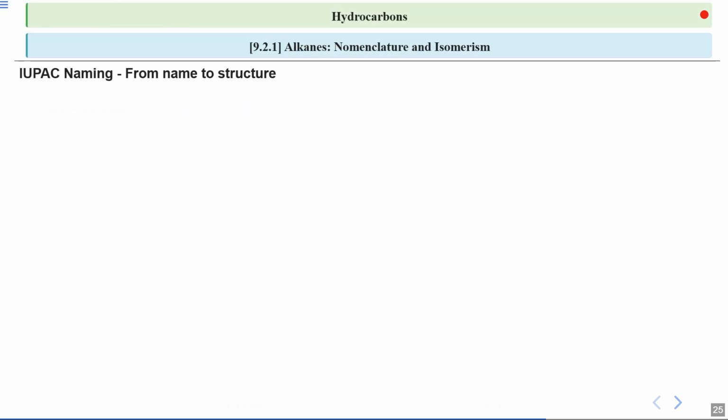We are now going to learn about the IUPAC naming system. So basically, we are moving from name to structure.